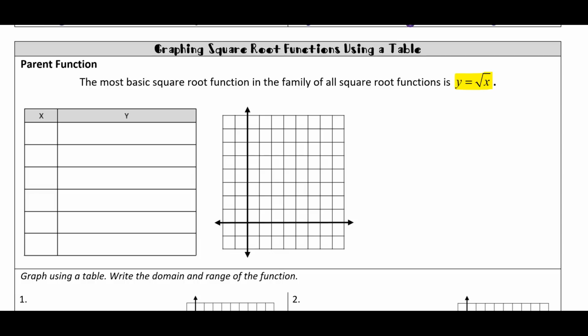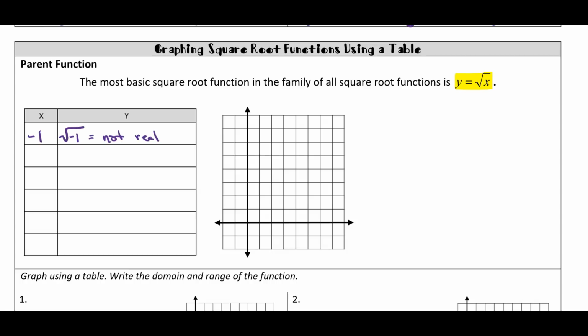So we're going to start by plugging some numbers into our table. Normally we would start with some sort of negative. So if we plug negative 1 into the square root of x, we would have the square root of negative 1, which we know doesn't work. This is not real. So we can't take the square root of negative 1. And if we went with more negatives, those would also be not real.